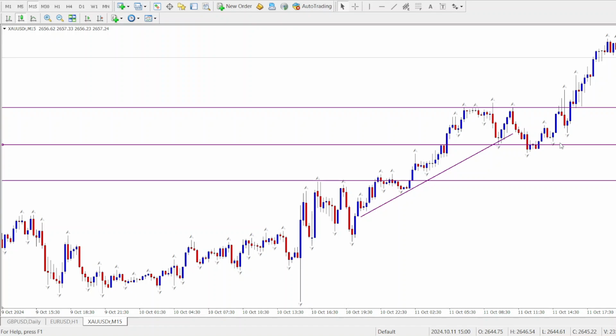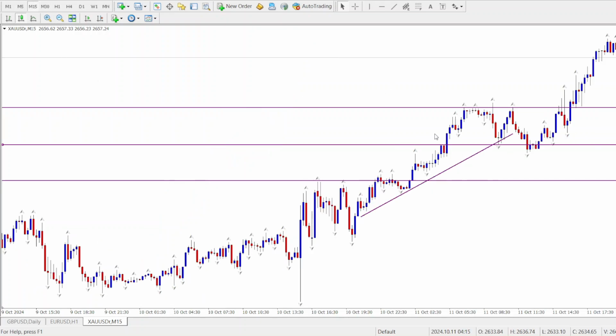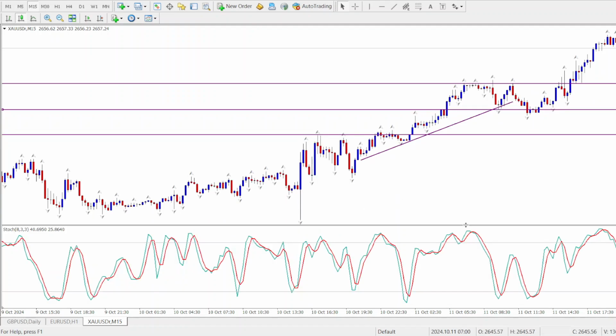So basically, that is how it works. You can use the fractals on any time frame of your choice, depending on the kind of trader you are, whether you are a scalper, a day trader, or a swing trader. You can use the fractals effectively. Moreover, you can also add other indicators for additional confirmation. You can decide to add stochastics, for example, just for extra confirmation.